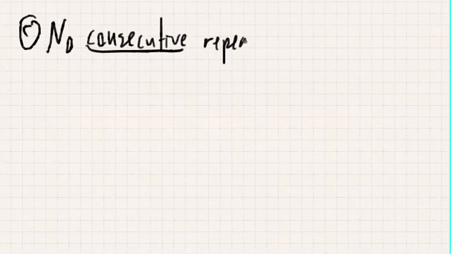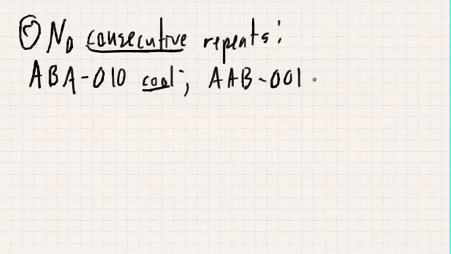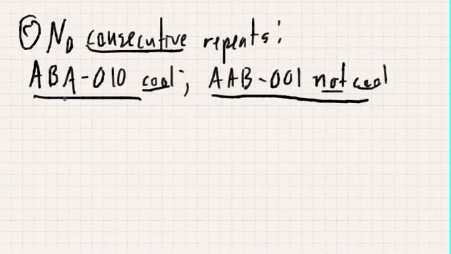Anyways, one final example, let's do something with no consecutive repeats. So let's make sure that we understand what this means. When I say consecutive, I just mean that no two letters next to each other, no two digits next to each other can be the same. So that means that ABA 010 is totally cool. That could be your license plate. But something like AAB 001 would be not cool because I've got two zeros next to each other, or I've got two A's next to each other. Okay, so then what are our possibilities?